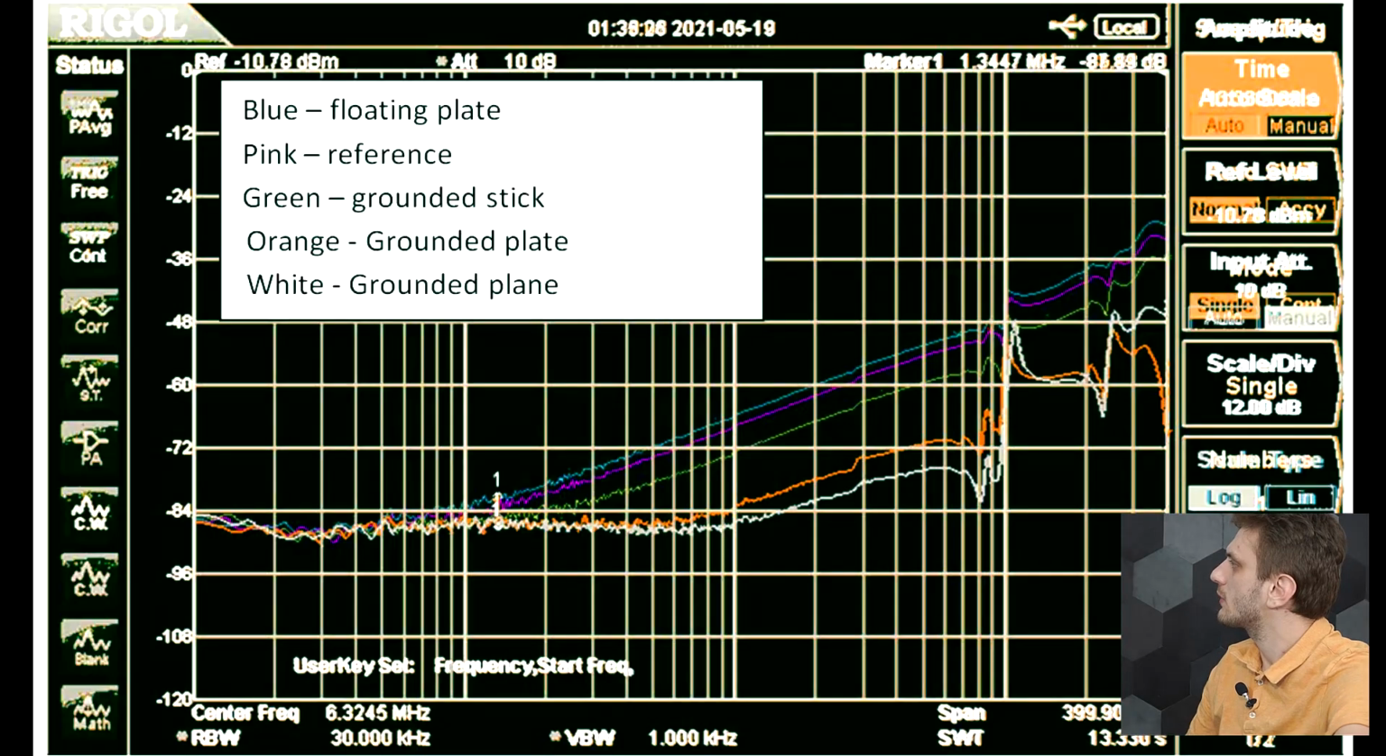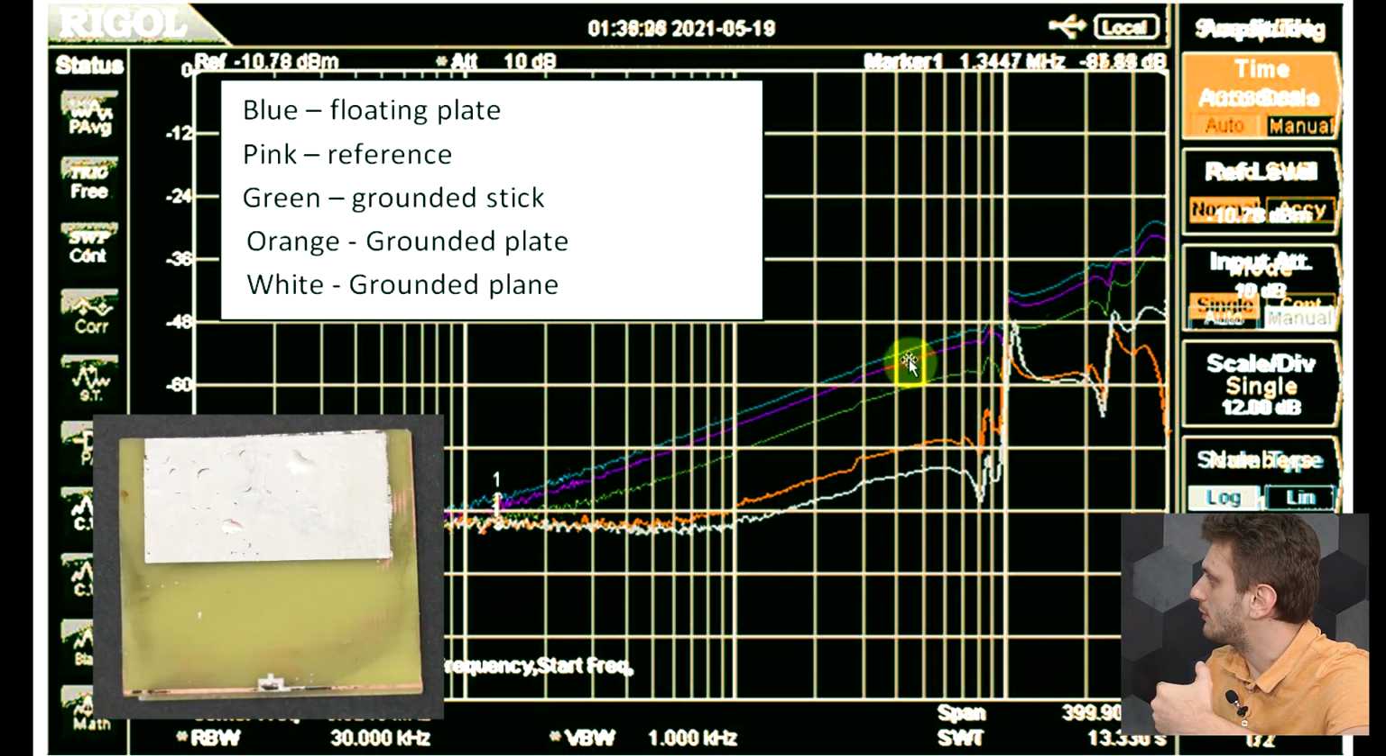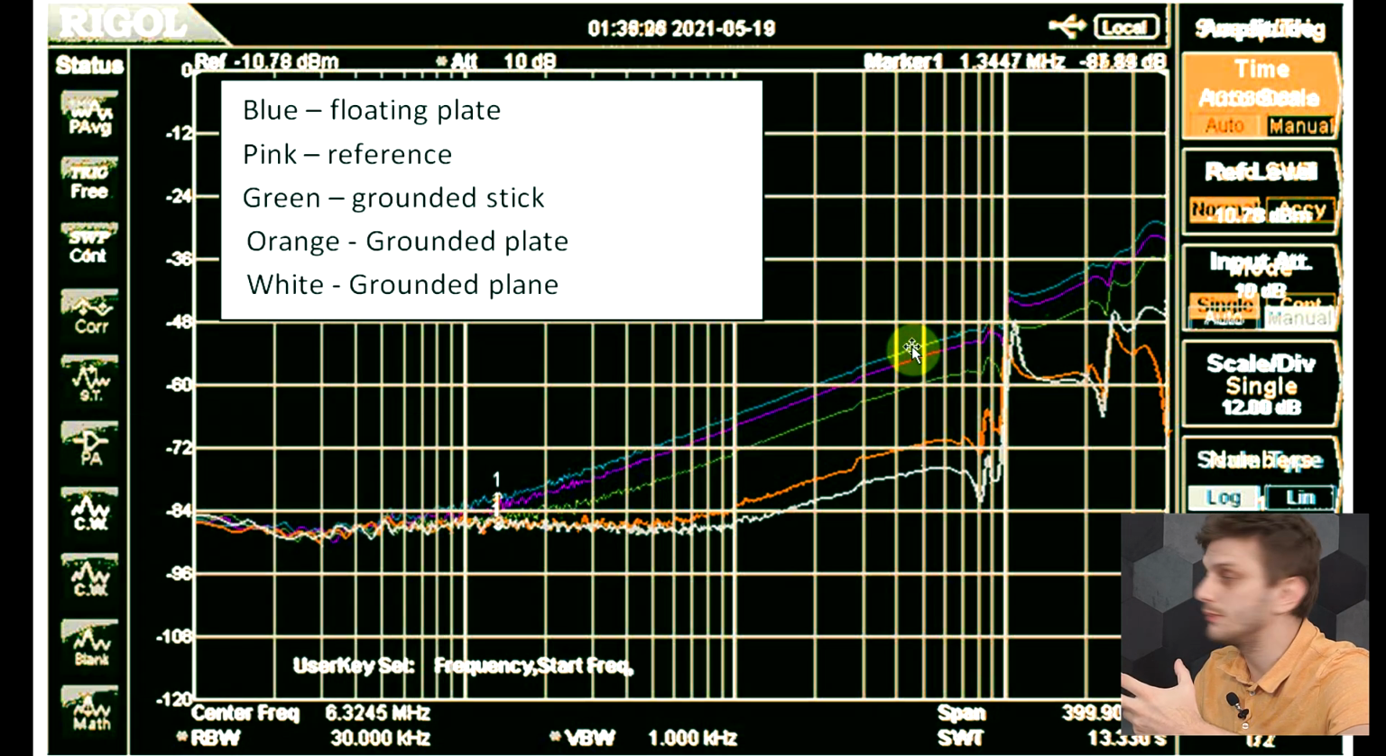So now, just to summarize all of the measurements, I overlap them to create this graph. What we see here, well, is a slightly blurry image, but behind all that we see the 5 measurements that we performed. So in pink we see our reference, and with blue we have our floating plate measurement. This is where the floating plate was added, and we can see that this is a few decibels above, so there's 12 decibels per division, so let's say about 3 decibels more.